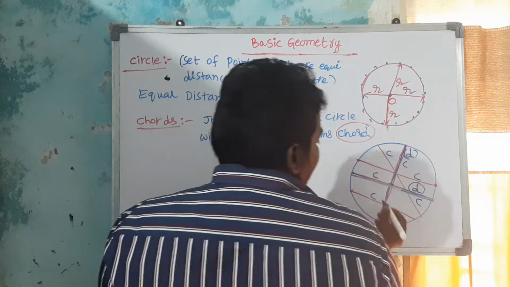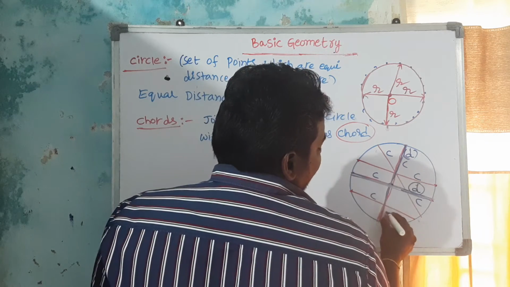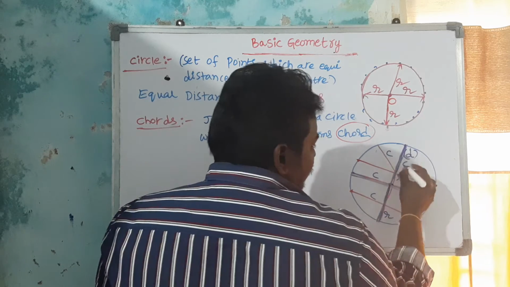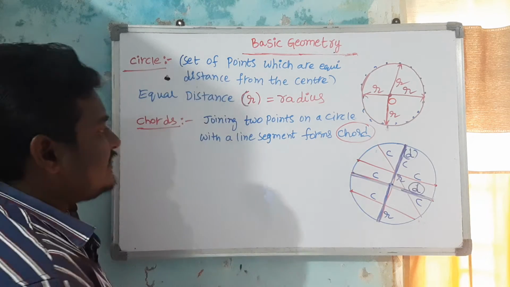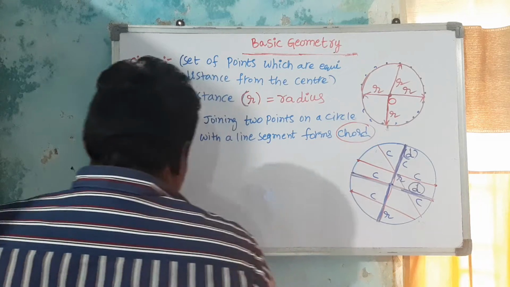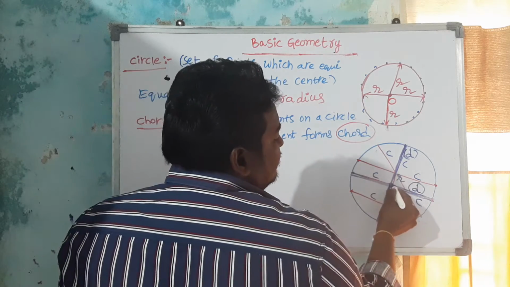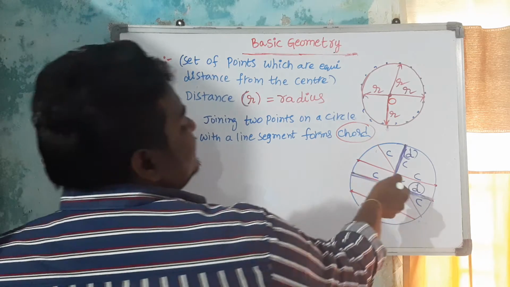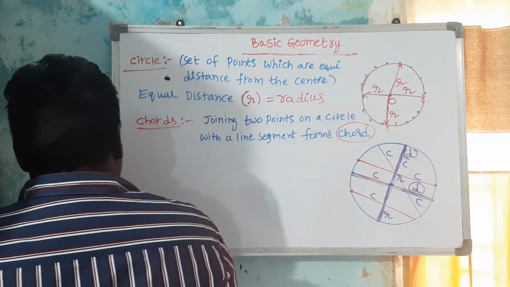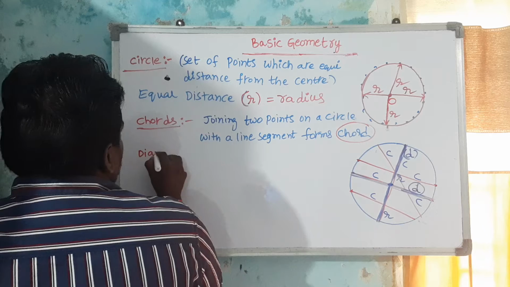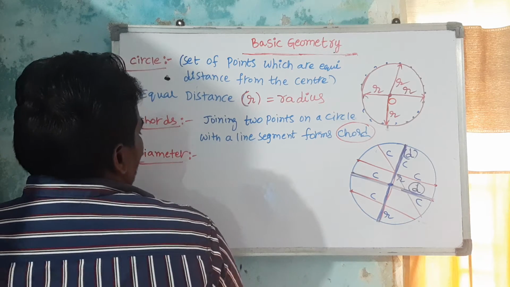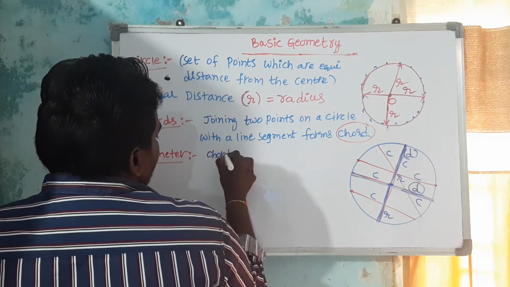Now see, this part is r and this part is r, so the total is r plus r, equal to 2r. The diameter is nothing but 2r. The biggest chord is nothing but the diameter, the chord which passes through the center.